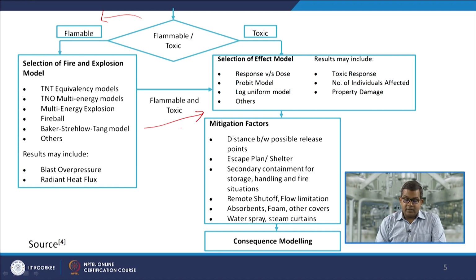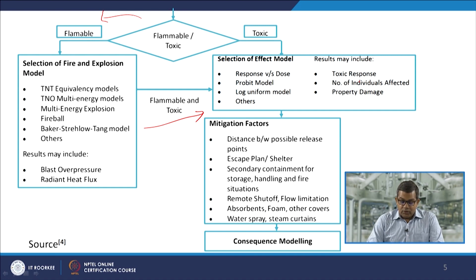So if we consider that both flammable and toxic effects apply, then the effective model is response versus dose, which we have already discussed in the toxicological studies: the Probit model, the log-uniform model, and others. The result may include the toxic responses and the number of individuals affected, and the property damage. Usually the property damage in the case of toxic studies is a bit minimal compared to the flammability aspect.